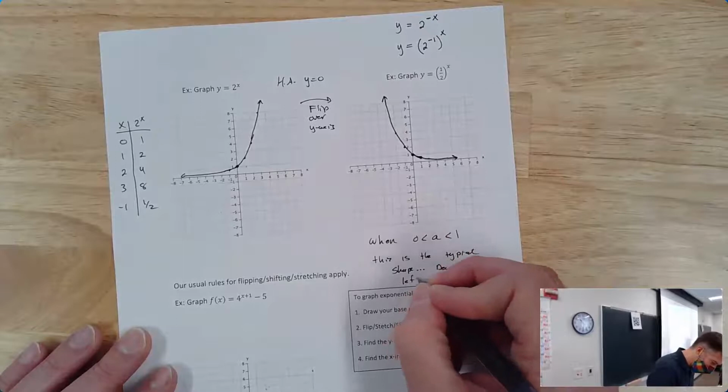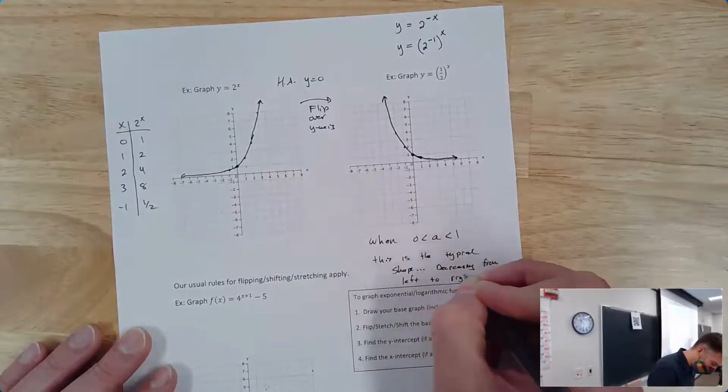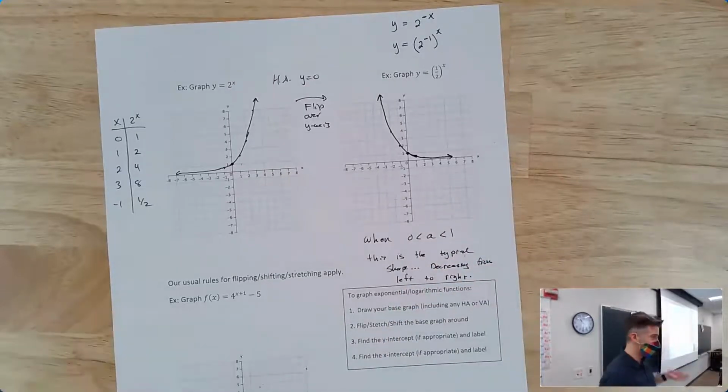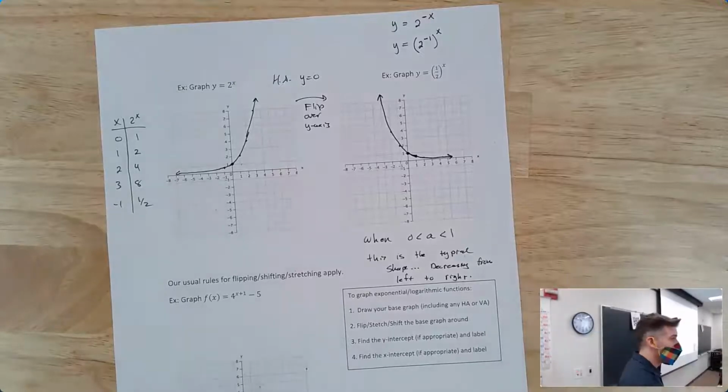I don't really need to include the left to right part there. Whenever someone says something is decreasing, they always mean as you move from left to right, it's getting smaller and smaller. Whenever someone says the function is increasing, they always mean as you move from left to right, it's getting larger and larger.